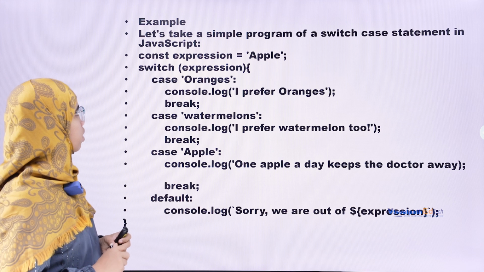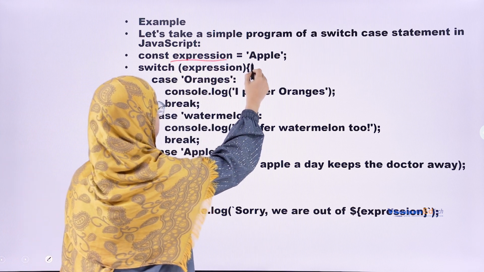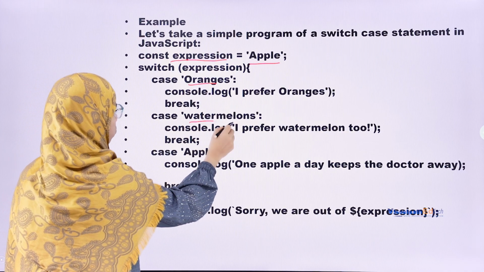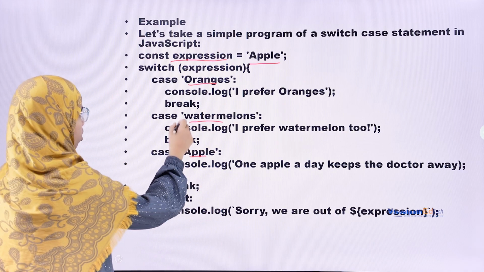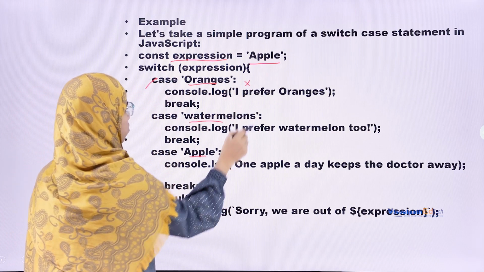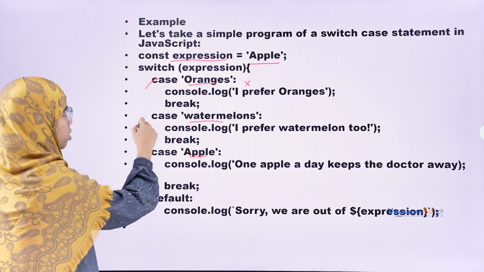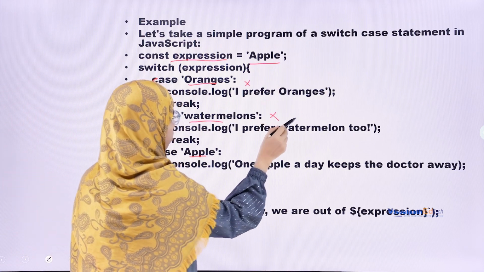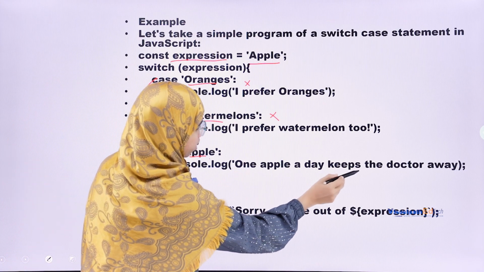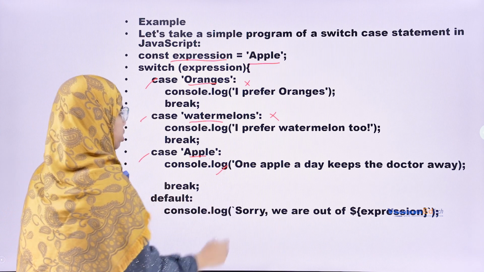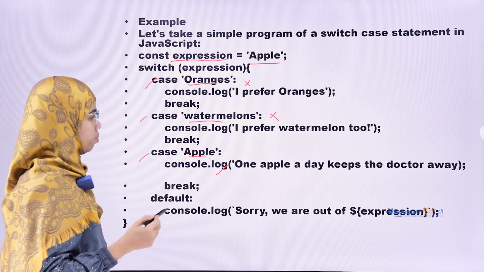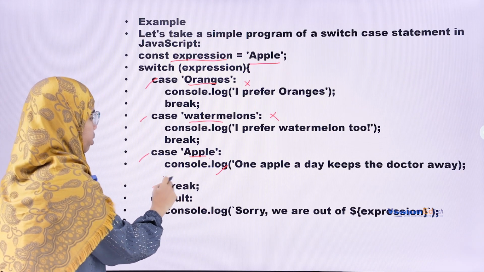Now, here is an example program. We have used the expression value as apple. In the cases, I want to store oranges, watermelons, and finally apples. Now, if this expression is equivalent to case 1, you see that it is not equivalent. I prefer oranges, so that won't be executed. Watermelons are not equivalent to apples, so that won't be either. Finally, when I come to the third case, one apple a day keeps the doctor away. So this message will be displayed to the user as the given expression matches the case, right? And once it is done, it will break the statement.